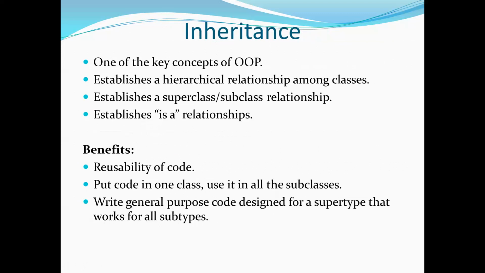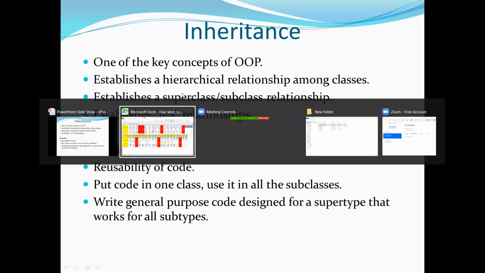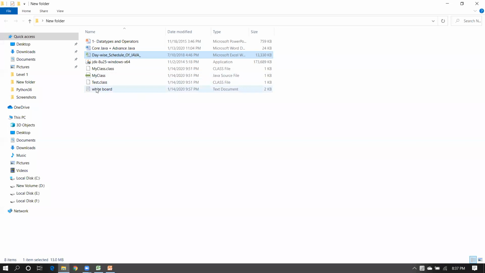So inheritance, if I say in one line, I can say that it is creating or defining a new class with the help of an existing class. Okay, and this is called inheritance. So this is one of the key concepts of object-oriented programming. And inheritance establishes a hierarchical relationship among classes. Hierarchical relationship means, let's see, I'll open the whiteboard.